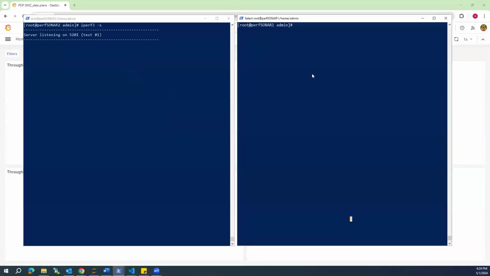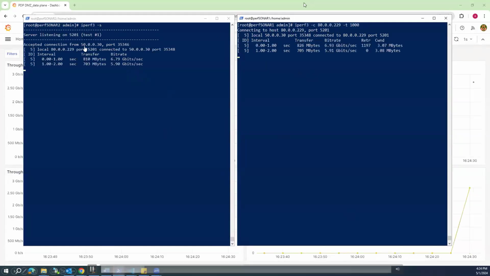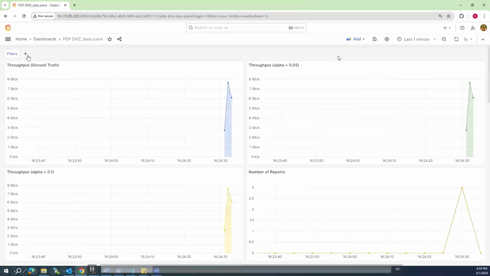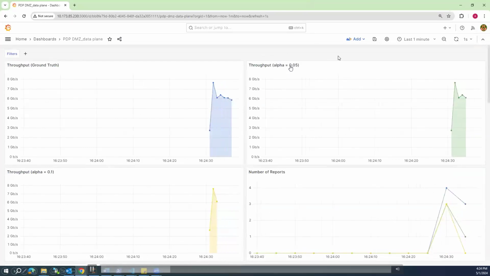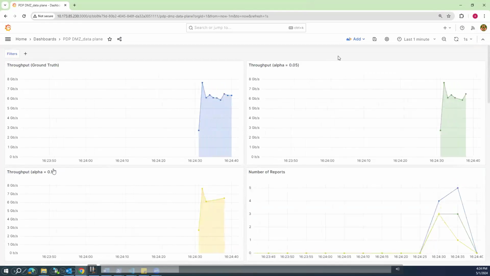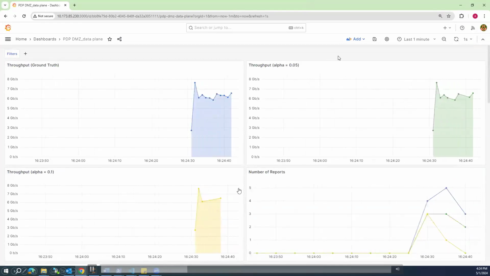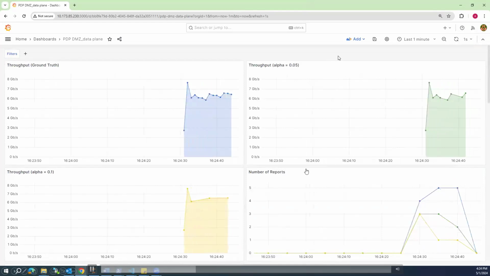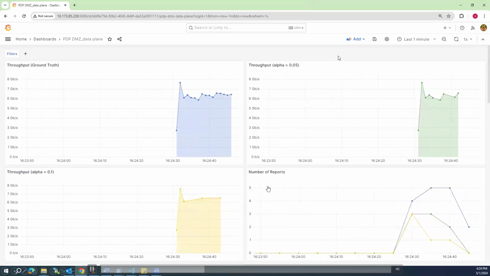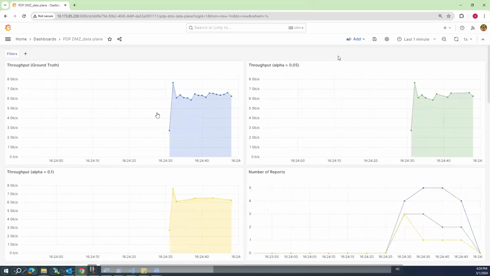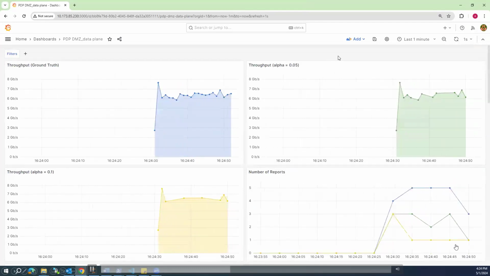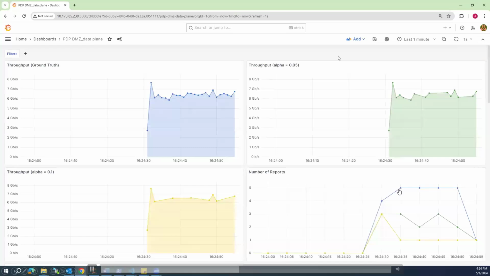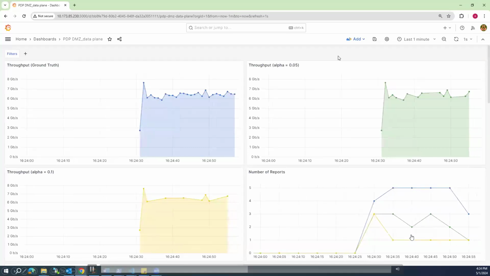So I have an iPerf test between two different perfSONAR nodes, perfSONAR 1 and perfSONAR 2. Here we have the ground truth throughput with sigma equals 0.05 and sigma equals 0.1. Here we have the number of reports. For the ground truth, the number of reports is 5, because we are aggregating over a duration of 5 seconds, so it updates every 5 seconds.